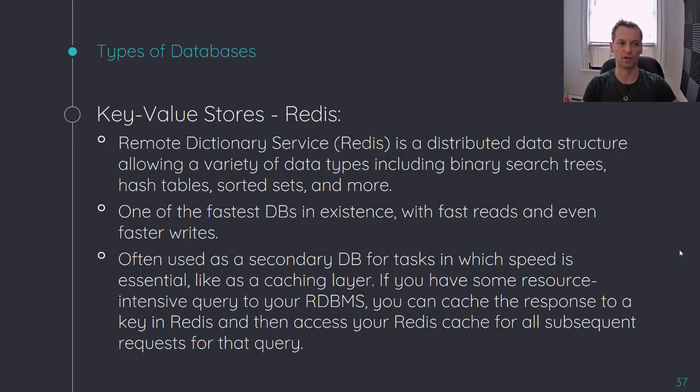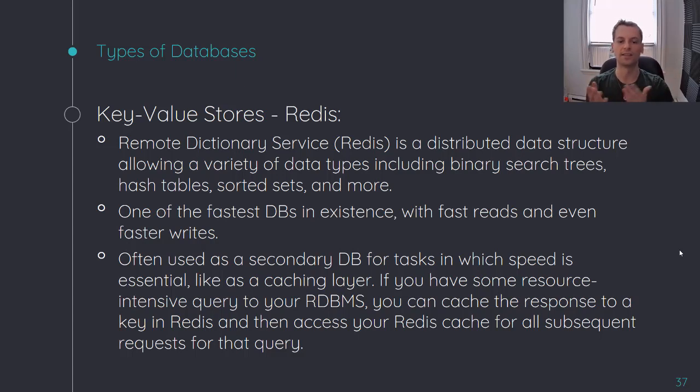So now let's talk about Redis, Remote Dictionary Service. It's a distributed data structure allowing a variety of data types including binary search trees, hash tables, sorted sets, and a lot more. It is one of the fastest databases in existence, with fast reads and even faster writes.